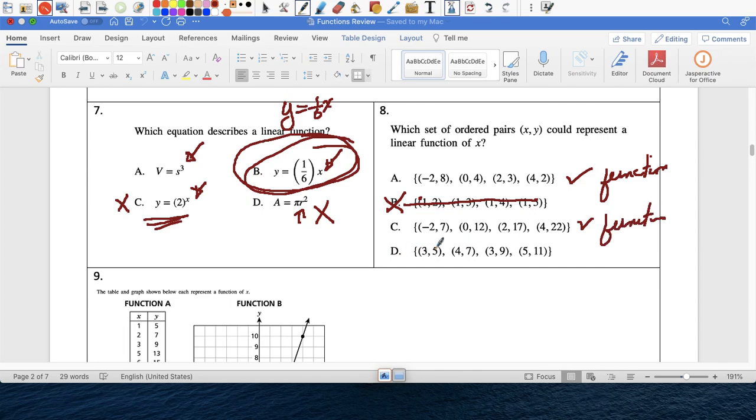And then the last one, D: 3 gets 5, 4 gets 7, and then 3 again. Notice that 3 repeats, right? You get 5 and now something else, so that's not a function as well. But now, between the two that are left, I have to figure out which one is a straight line.